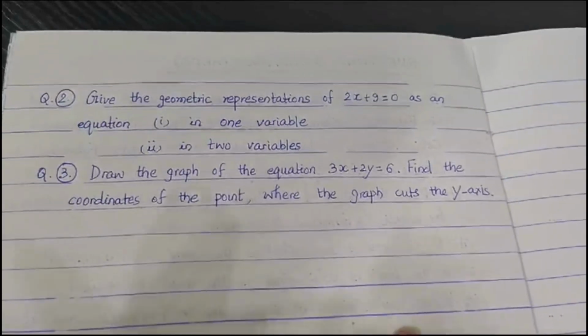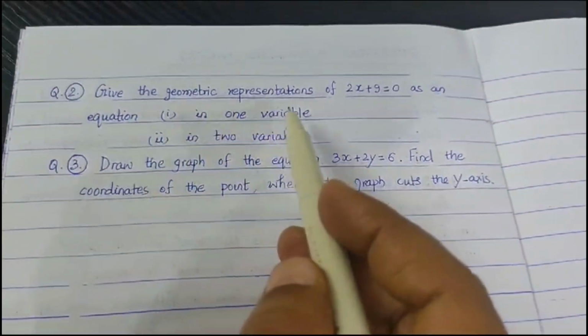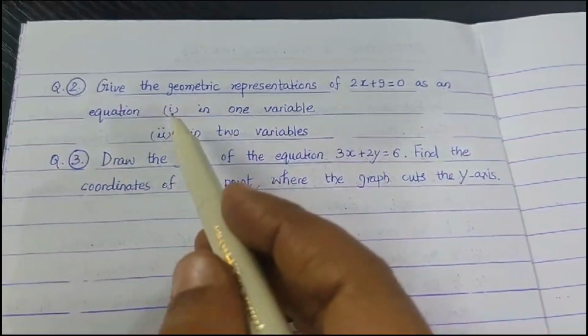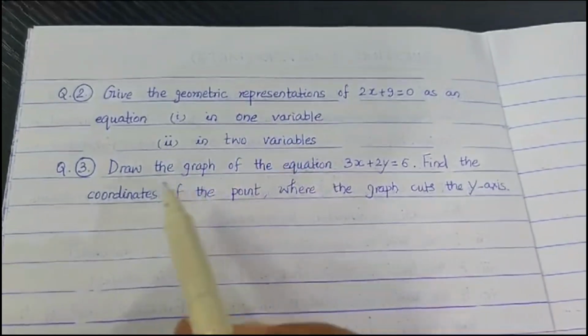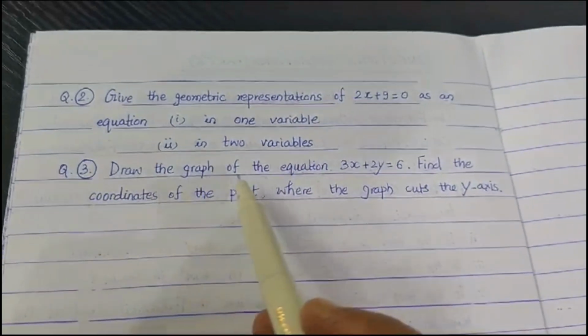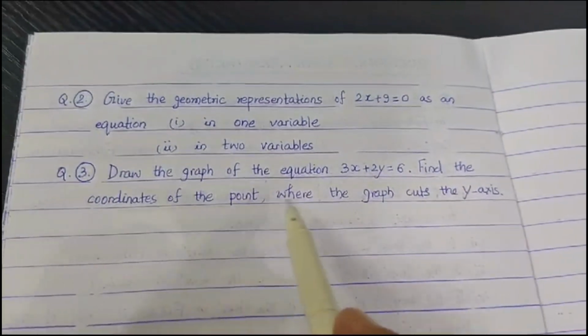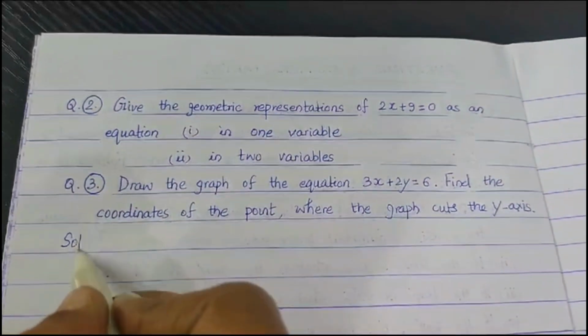So now let's do these two questions. Question number 2. Give the geometric representations of 2x plus 9 equal to 0 as an equation, first in one variable and second in two variables. Alright. Third question: draw the graph of the equation 3x plus 2y equal to 6. Find the coordinates of the point where the graph cuts the y-axis. No problem. Let's solve these two questions.